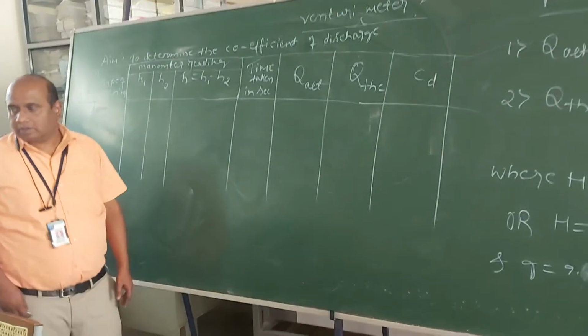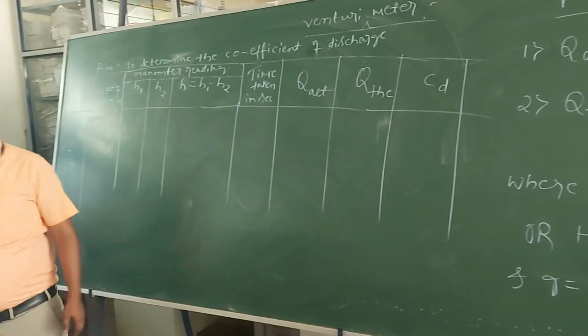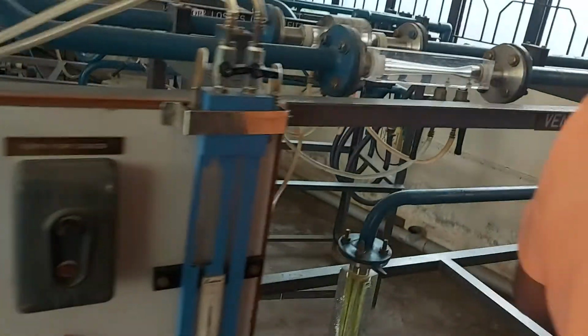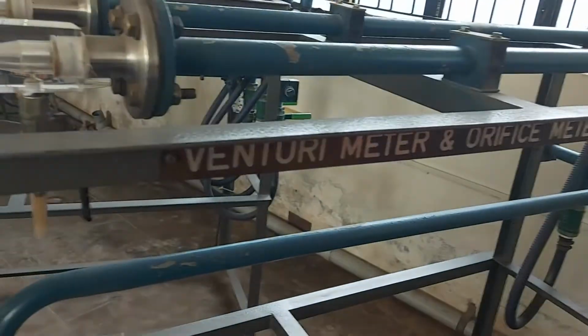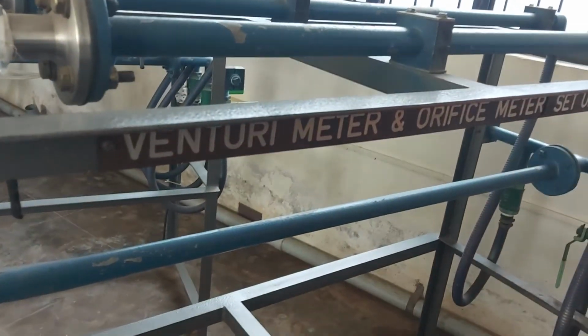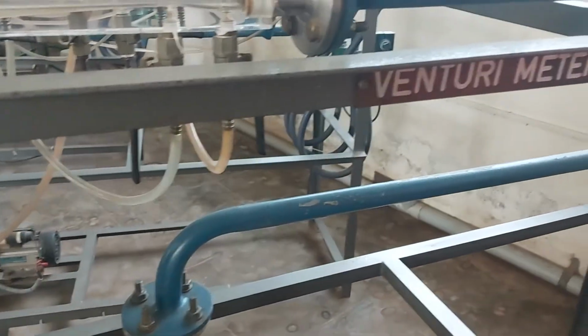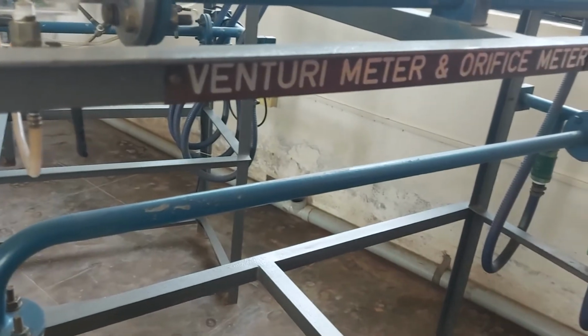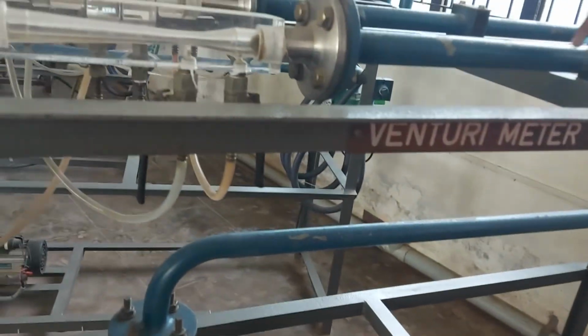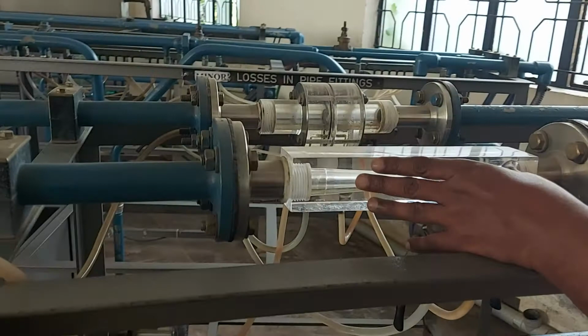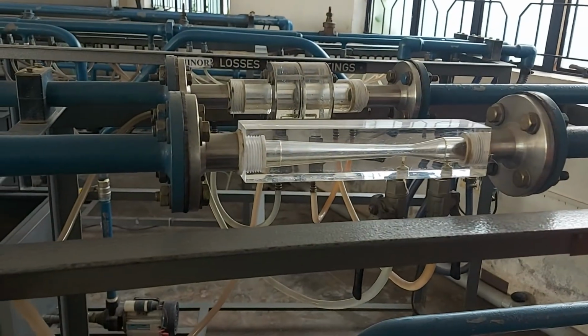Now we shall move towards this experimental setup. So this is the venturimeter. Here what you have to do, you have to plug in and switch on the motor, the centrifugal pump, and once the water rushes through, it enters through this throat area. Before that, the amount of water which has entered, we come to know by this rotameter.